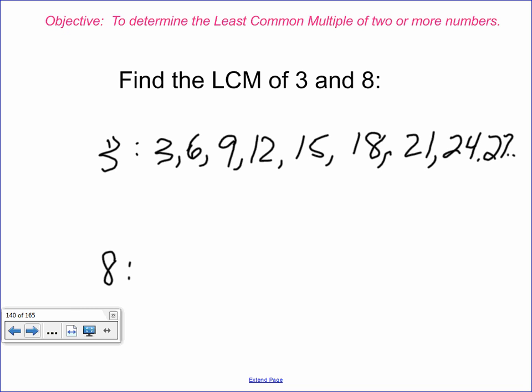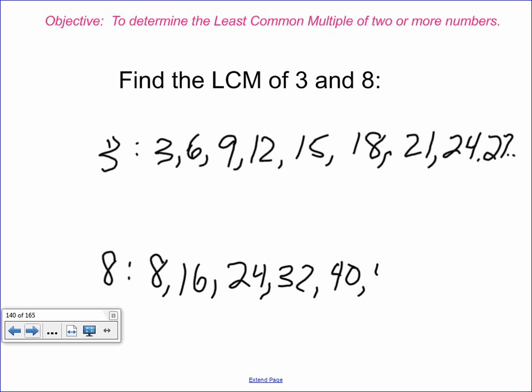All right? Multiples of 8. Well, 8 times 1 is 8. 8 times 2 is 16. 8 times 3 is 24. And again, we can just keep going with multiples of 8. Okay, so now I have found the multiples. The M part is done. I found a bunch of multiples. Hopefully I found enough of them, or I could keep going and try to find more. Now I'm going to find the common ones. What are ones that they both have?